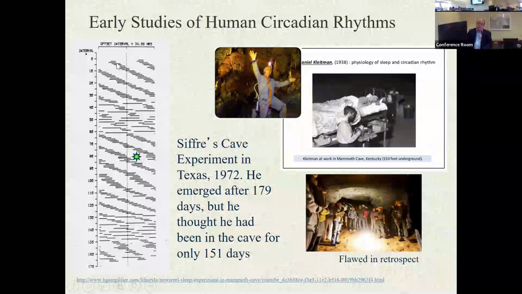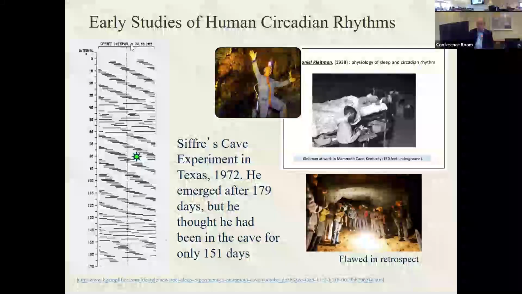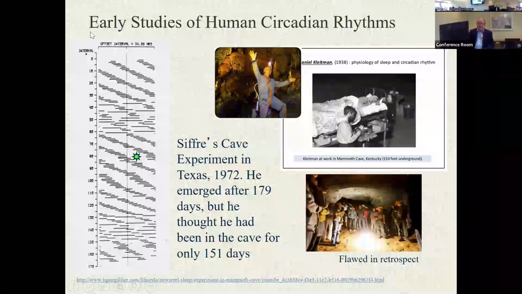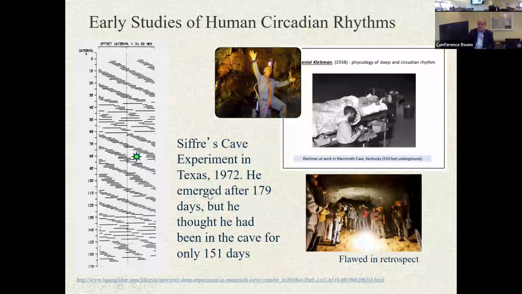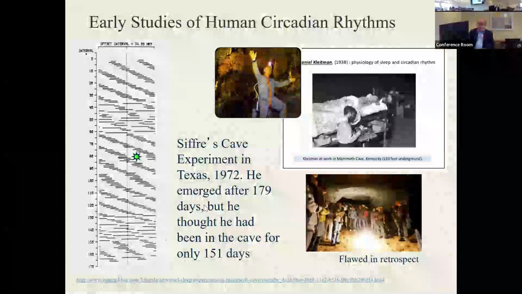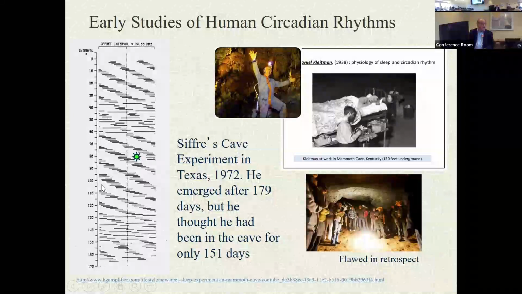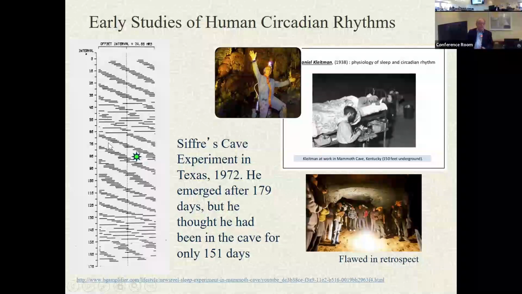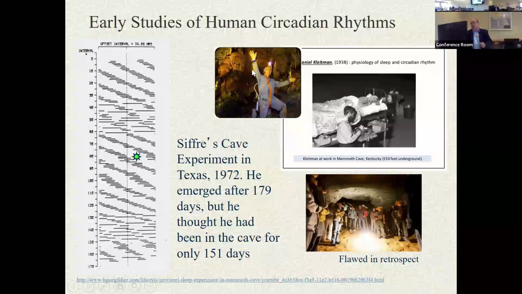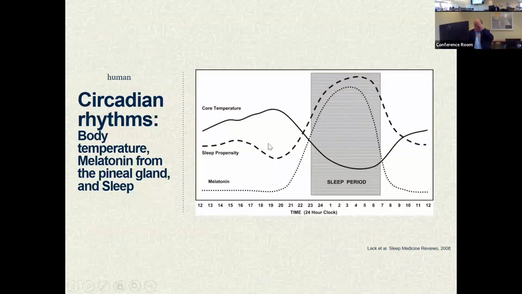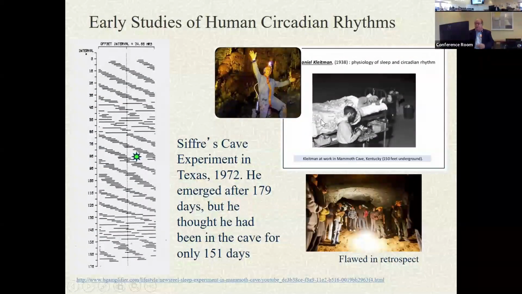And so what they were saying is that when you are in that particular environment, you need to have light to be able to sync your activity cycle. So this guy emerged after 179 days. He thought he had only been in the cave for 151. Maybe that's the way of lengthening. And Daniel Kleitman was the one that discovered REM sleep. He went in Mammoth Cave and slept in there.